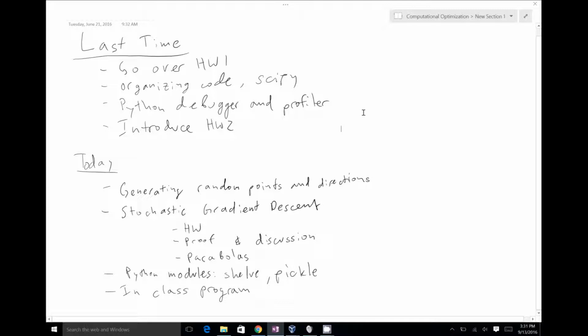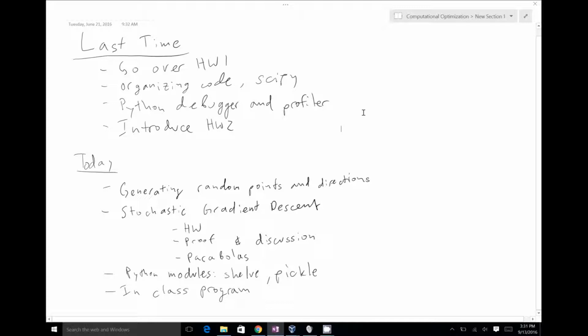The debugger I use all the time. When I'm running my code in the IPython interpreter and it throws an exception that I don't understand, I almost immediately type %debug to jump down to where that exception was and walk up and down the stack trace to figure out exactly what caused it. So the debugger is super useful.